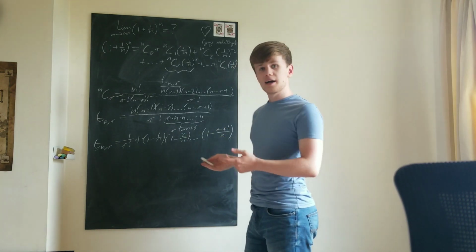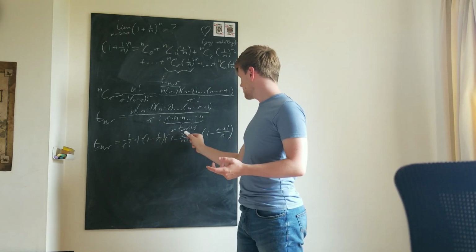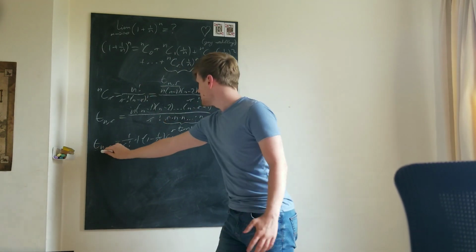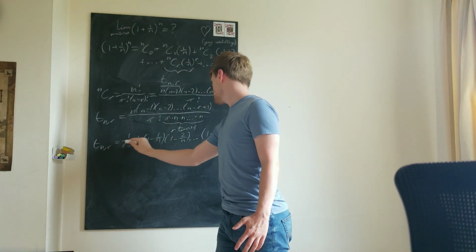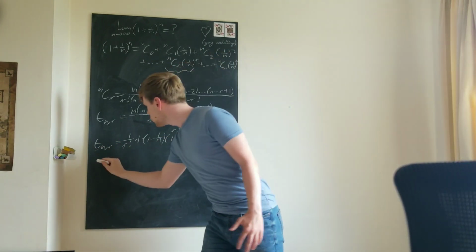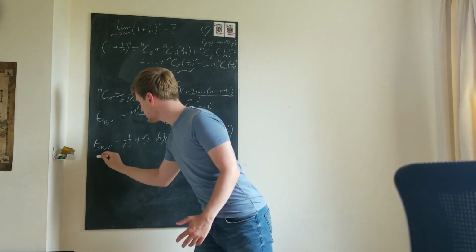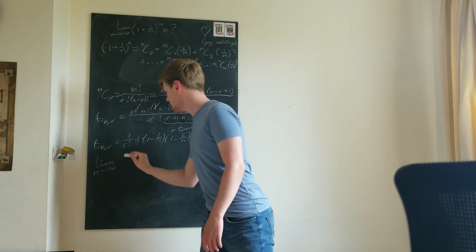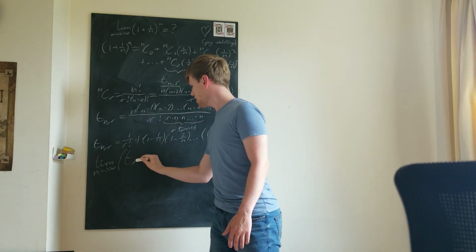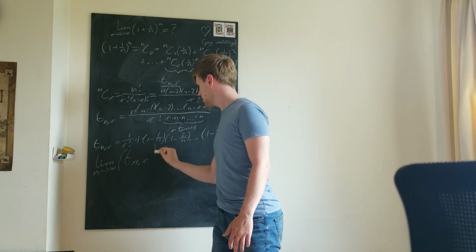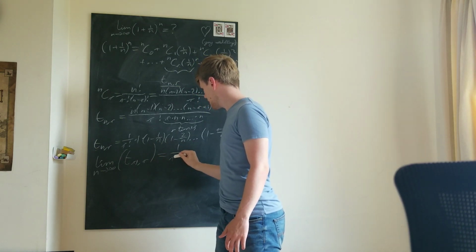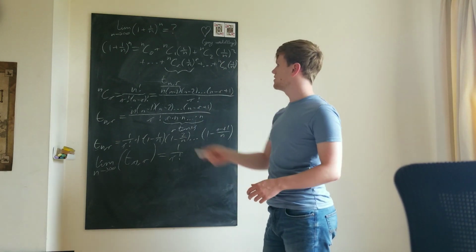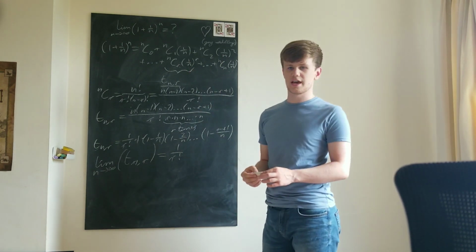And now, as n approaches infinity, these fractions here will approach 0. And so this T n r, which is the product of all these, will approach just 1 over r factorial. So we have limit as n approaches infinity of T n r is equal to 1 divided by r factorial. And now we can have a look at simplifying this 1 plus 1 over n to the n.